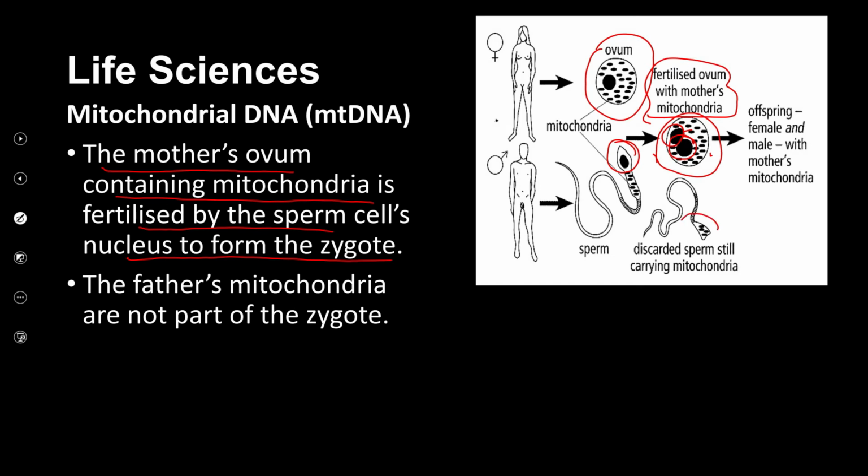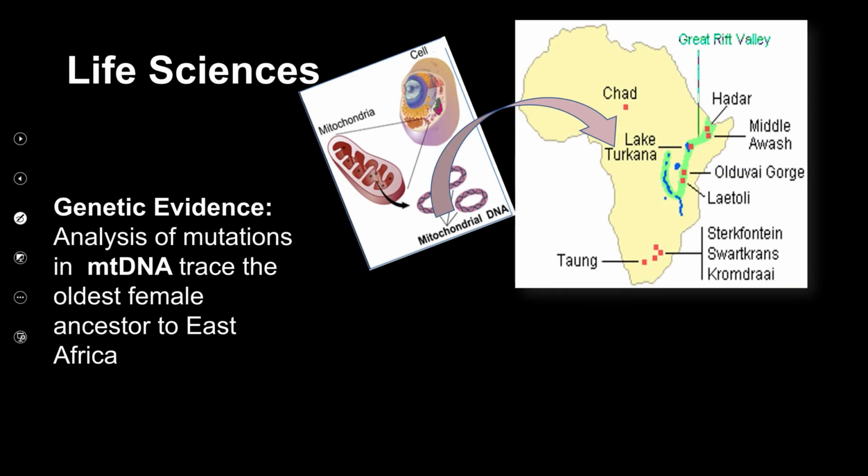And here you can see, we know that the mitochondria are situated in the neck region of the sperm, and that part is discarded. It does not fuse with the ovum. So that is why we know that the mitochondria come from the mother's body or her cells. The father's mitochondria, as we say, are not part of the zygote.